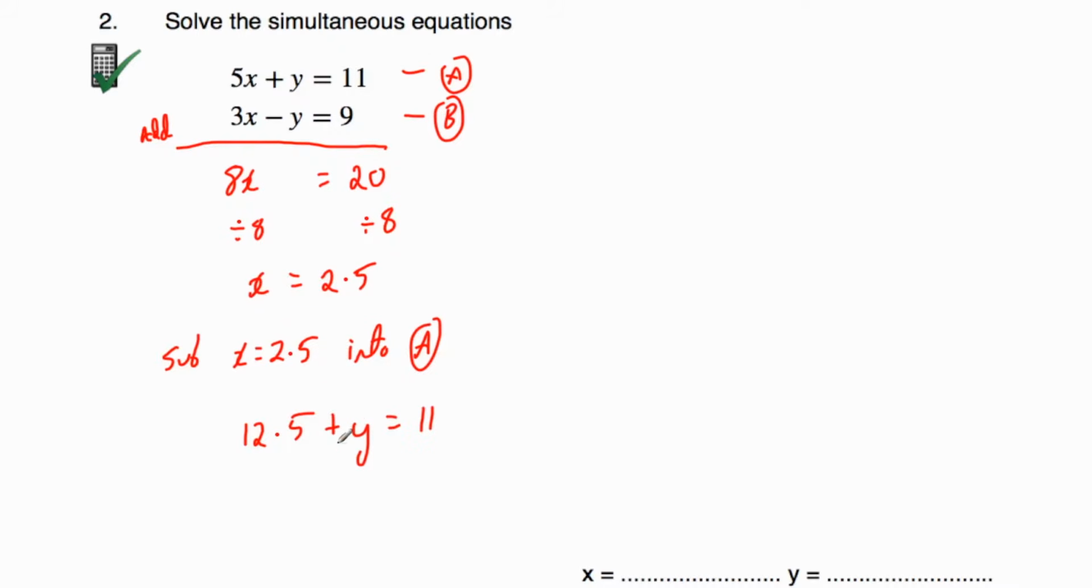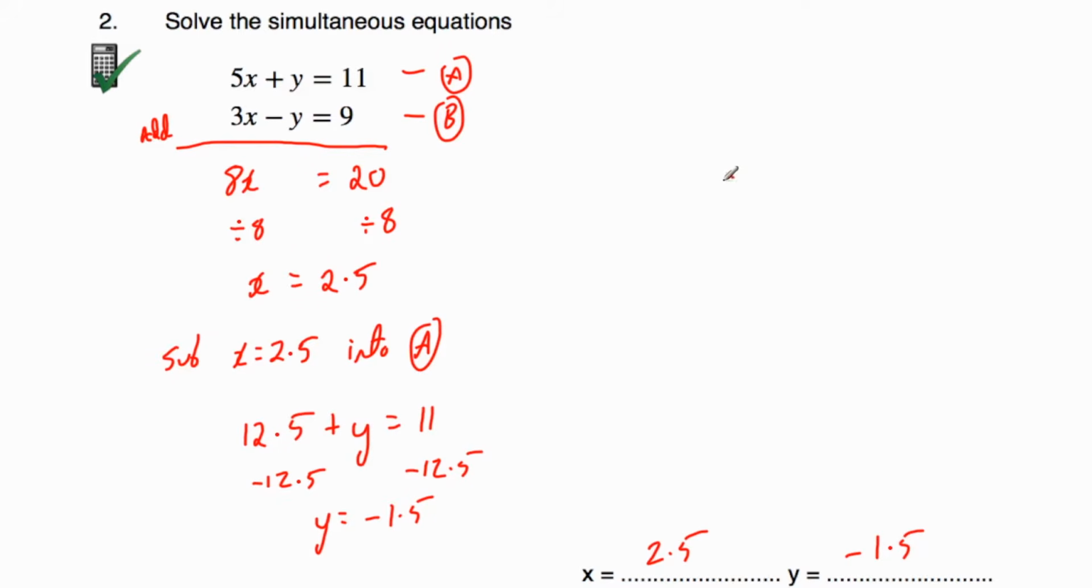Now we want to find out what y is, so we don't want this 12.5, so let's take away 12.5 from both sides of our equation. So take away 12.5 and take away 12.5. On the left hand side, when we take away the 12.5, we're just left with y. And on the right hand side, we've got 11 take away 12.5, so that'll be minus 1.5. So we're going to have that x equals 2.5 and y equals minus 1.5. So there are our solutions, x equals 2.5 and y equals minus 1.5.